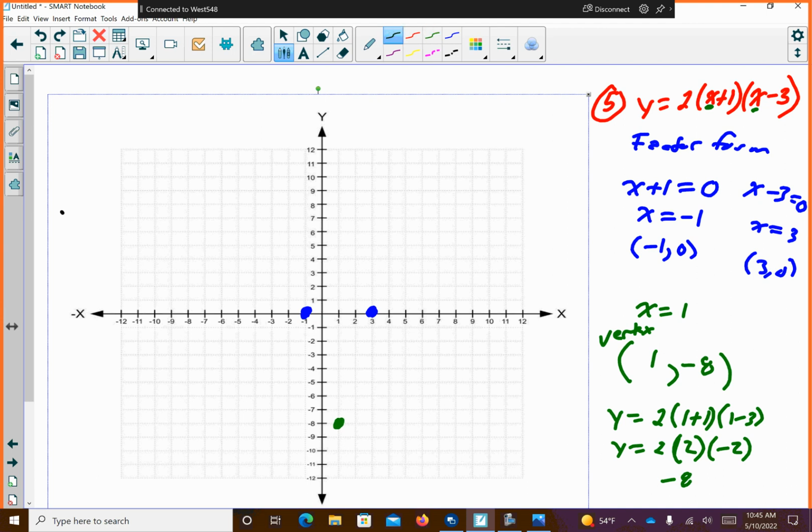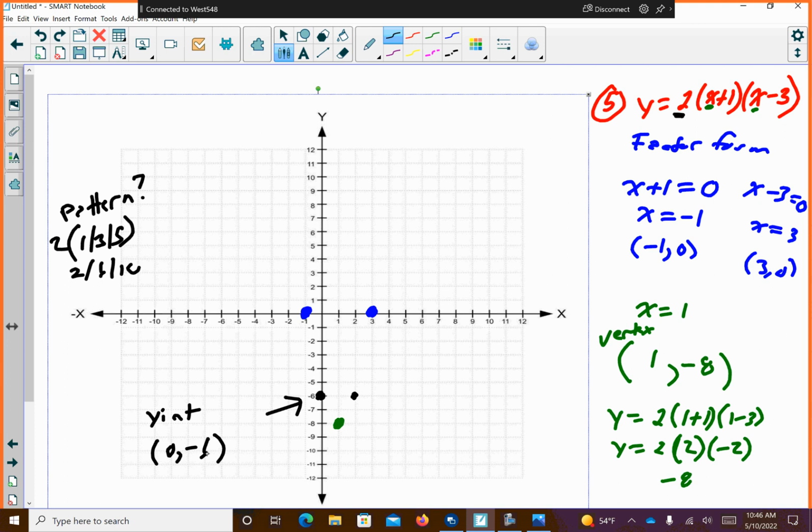What will my pattern graph be on this problem? It's up. It's 1, 3, 5 times what value? 2. So you take that 2 that's out in front. So it becomes 2, 6, 10. So from here, I'm going to go right 1, up 2, left 1, up 2. What did that just find me? What is that point right there? Y-intercept. Very good. So (0, -6). So for problem number 5, they asked for the y-intercept, they asked for the vertex, and we have enough points to graph this. There it is.